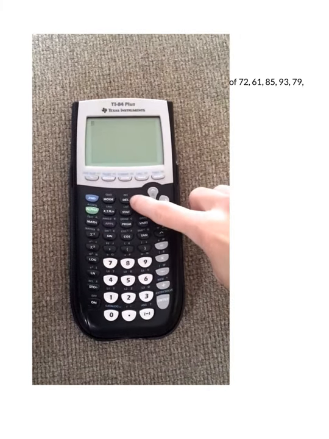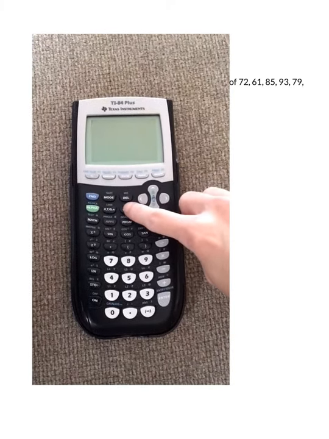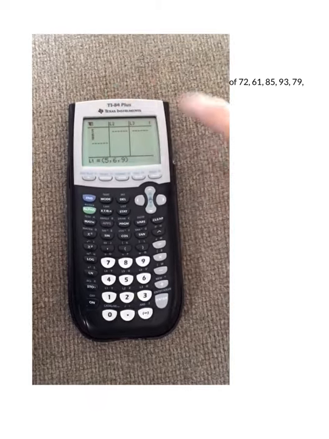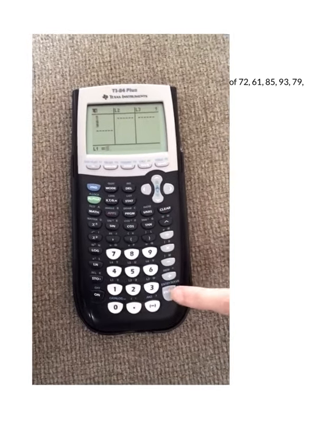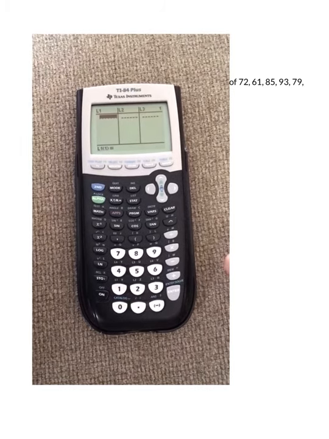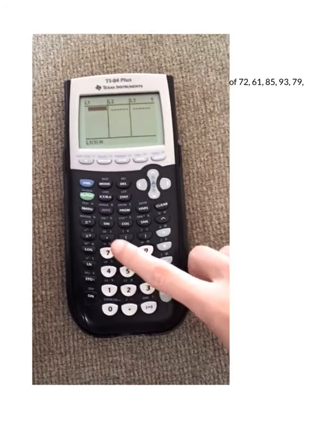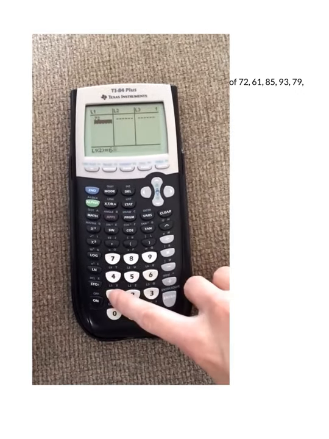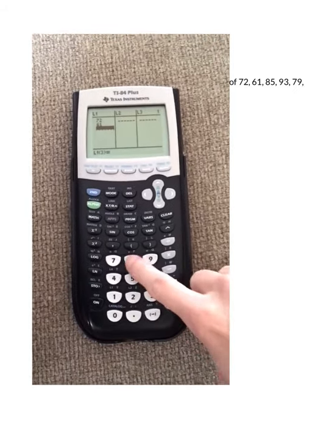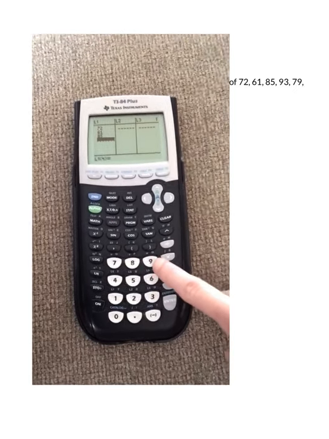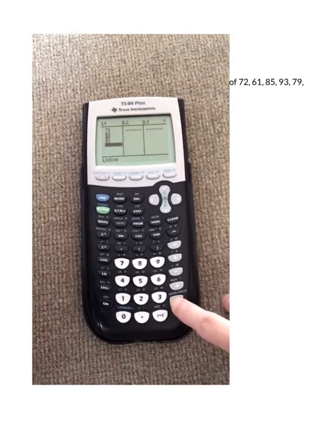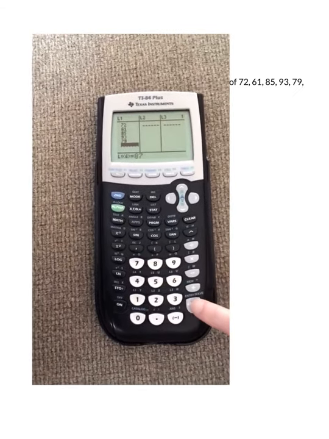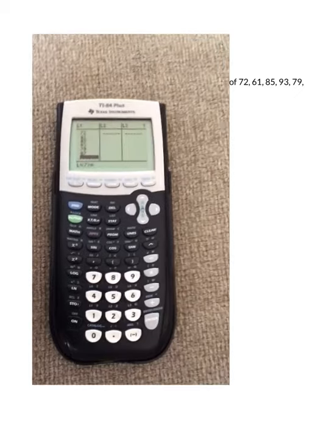Okay, so step 1, get the information into the calculator. So that's stat, edit, get rid of the old data. So up arrow until L1 is highlighted, clear, then enter, gets rid of the old information. Now let's type in the new information. The data this time was 72, enter, 61, enter, 85, enter, 93, enter, 79, enter, 87, enter. So there, step 1 is completed. The data is into the calculator.